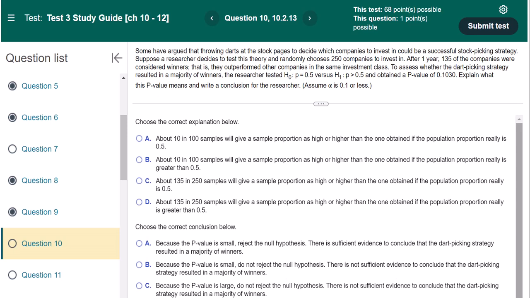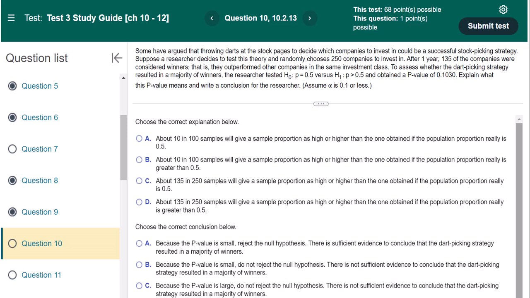He wants you to explain what the p-value means here. So 0.1030 means like 10%, about 10 out of 100. So you can choose about 10. It means about 10 in 100 samples will give a sample proportion as high or higher than the one obtained if we assume that the null hypothesis is true. So that will be A.